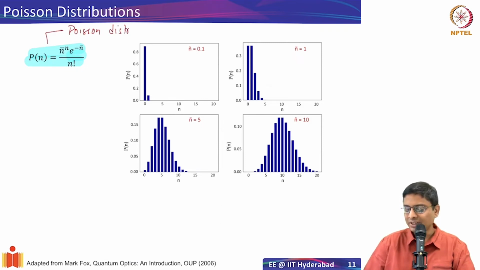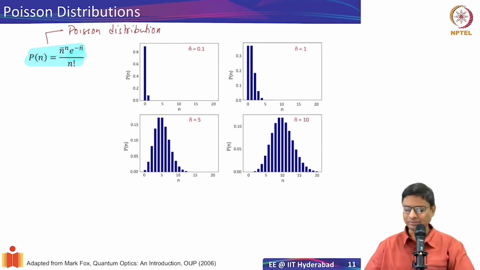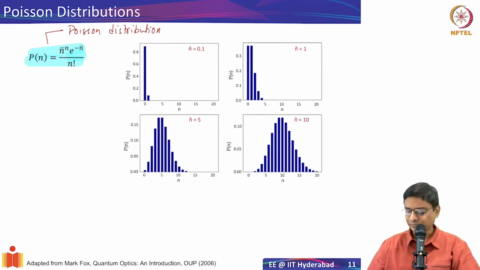This is valid when you have completely random events, with an integer number of photons that you can detect. Let's consider the case where the average number of photons is equal to 1. This distribution only has the average number of photons as an input.